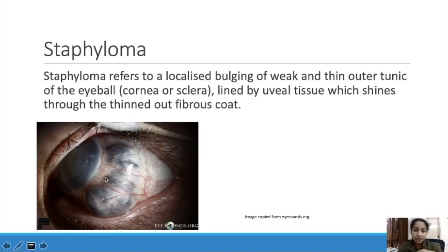So, this is a picture of staphyloma. You can see here the sclera is thinned out and the uveal tissue underneath. This is the choroid, you can see it through this portion. So, this is known as staphyloma. Next, we will go to types.